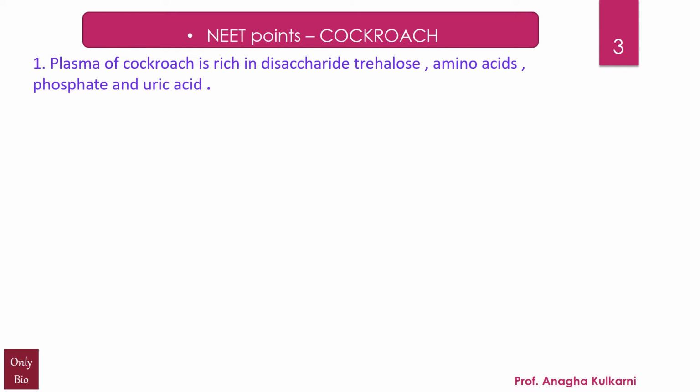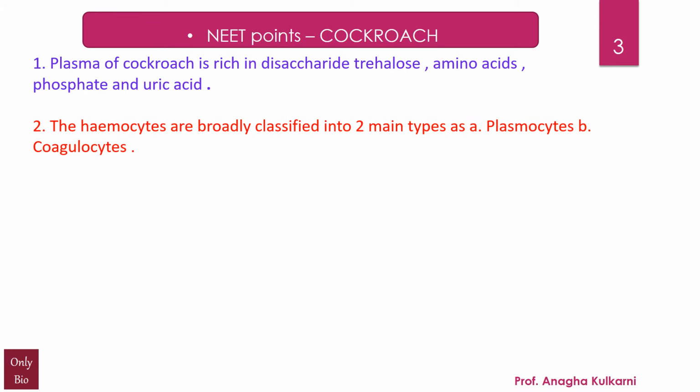Point number one, plasma of cockroach is rich in a disaccharide trehalose, amino acids, phosphate, and uric acid. Next, the hemocytes are broadly classified into two main types: A. Plasmocytes and B. Coagulocytes.